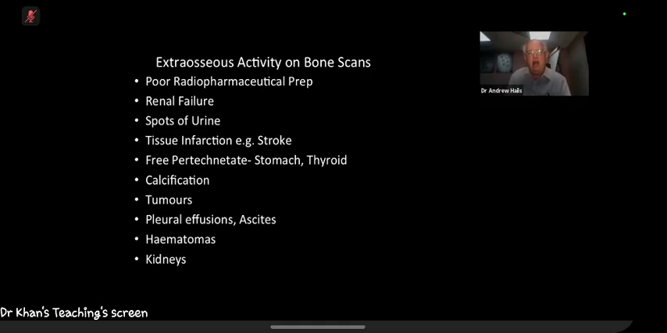And the patient doesn't actually have to have any obvious incontinence to get that. Tissue infarction, as we saw, you may get some in the stomach and thyroid from a bit of free pertechnetate not bound to the MDP. Calcification anywhere, tumours, for example, in the breast. As we saw, pleural effusions and ascites, particularly if malignant. And hematomas, anything where you get a little bit of calcium, even microscopic, can show up on a bone scan.